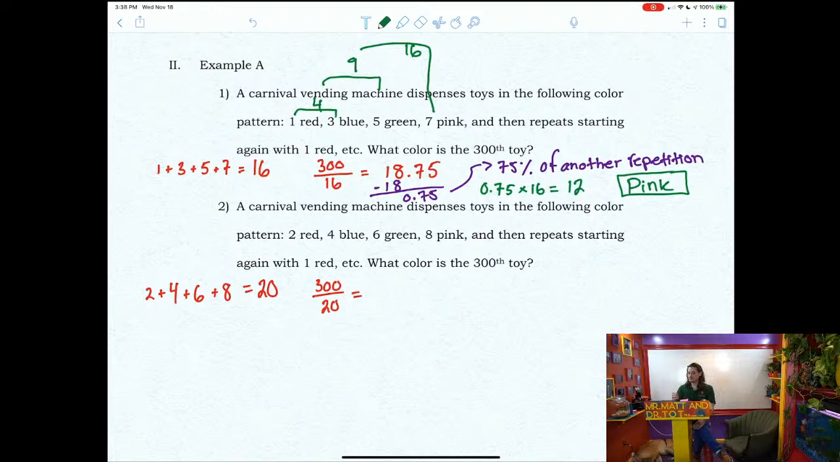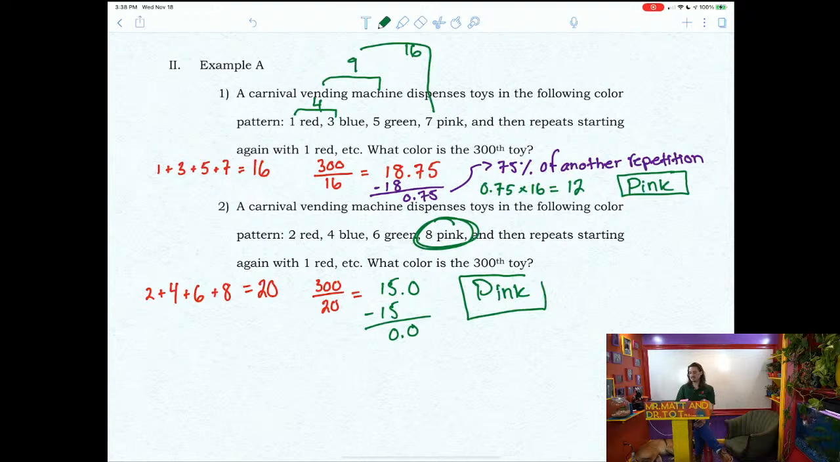For number 2, we have 300 divided by 20. Now 300 is divisible by 20 exactly. It's 15.0. So this goes 15 times with a remainder of 0. That means that this lands exactly on the last color position. So this one is also going to be pink. This one is the last pink toy in the entire sequence.